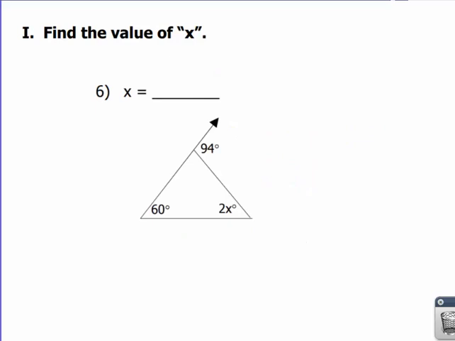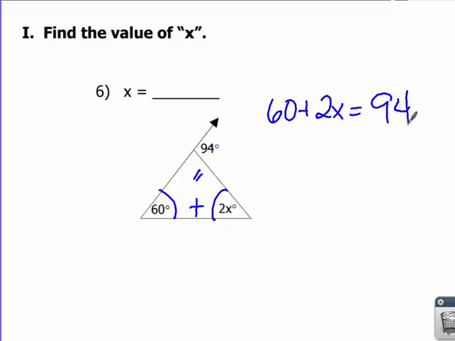What if I give you something like this? Oh my goodness. You got 60 for one angle, you got 2x for another angle, and you got 94 for an exterior angle. And again, it says find x. Well, based on that theorem we just talked about, I know I can take this angle and this angle, add them together, and it equals 94. So let's set that up as an equation: 60 plus 2x equals 94.